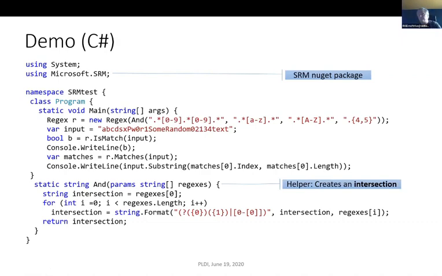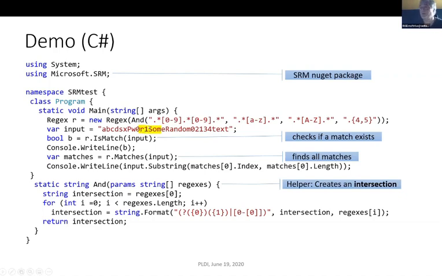But then the input would actually find that there is such a match, and this Matches method would then find all the matches. In this particular input, you would see this one. Actually, it's shifted. It should be PW0R1. That's the match that is found.